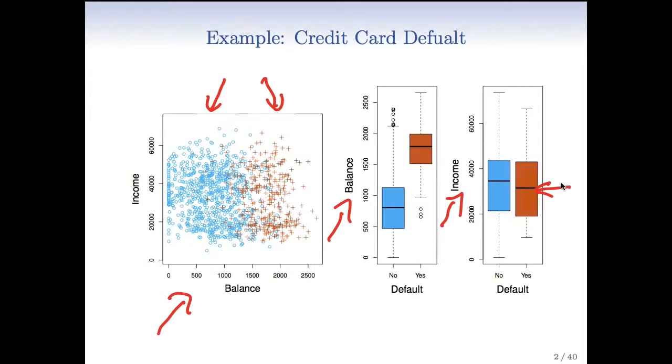So that's the median income for the people who have defaulted. And then the top of the box, where are the quartiles? That's the 75th percentile, and the 25th is the bottom of the box. So really a good summary of the distribution of income for those in category yes.